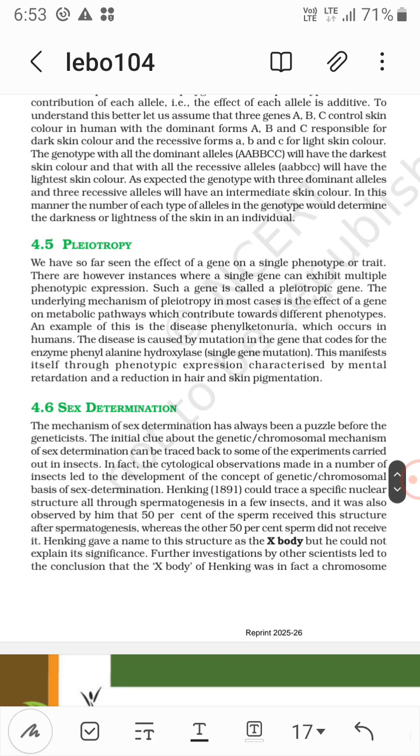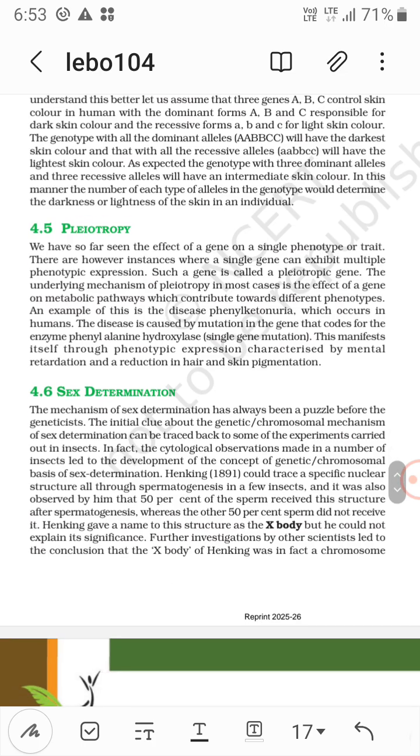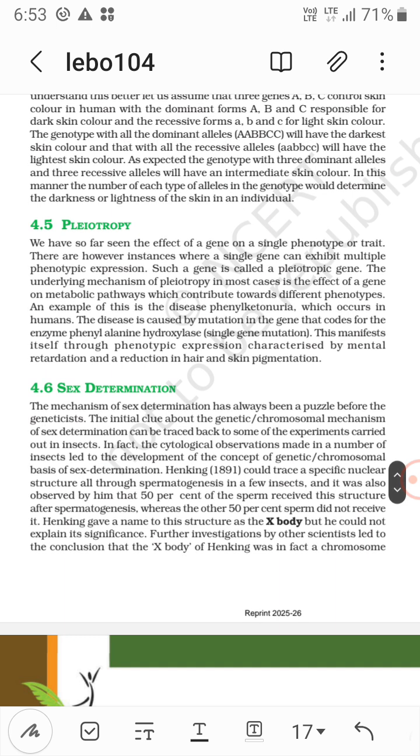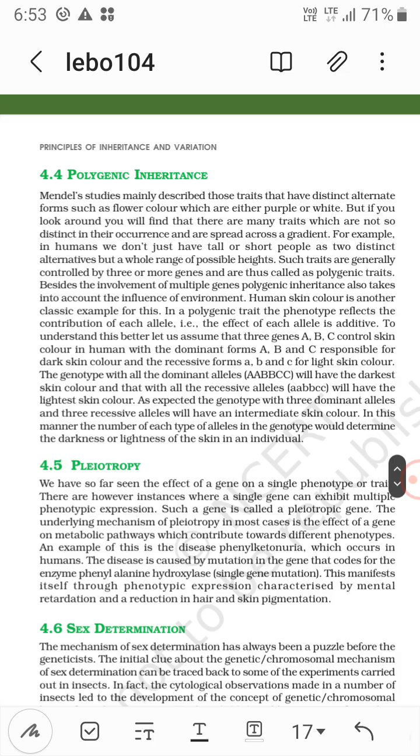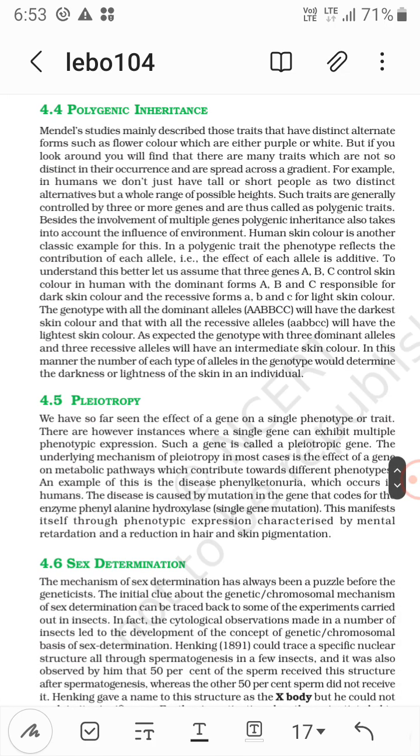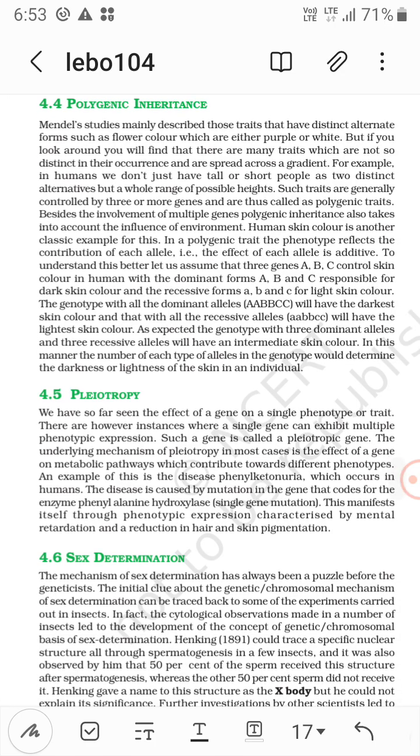In this manner, the number of each type of allele in a genotype would determine the darkness or lightness of the skin in an individual. So each allele is very important in the polygenic inheritance of traits like human height and skin color, right?